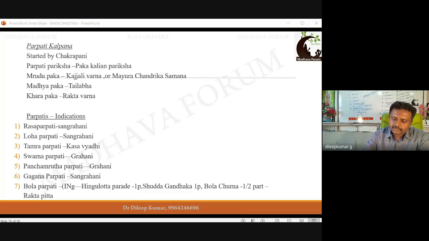and Parpati Kalpana is one of the Parada Bandhas. It's called Kota Bandha. You just make an underline: Kota Bandha, K-O-T, Kota Bandha. Parpati Kalpana is also one of the Parada Kalpanas, and it's a Bandha, one type of Bandha. So it is Kota Bandha.